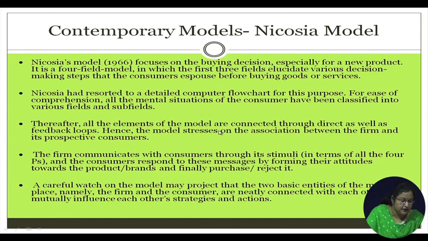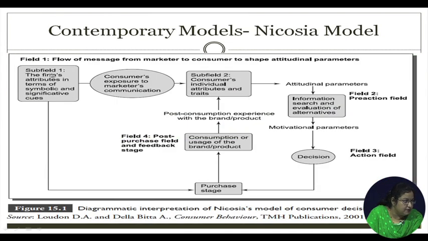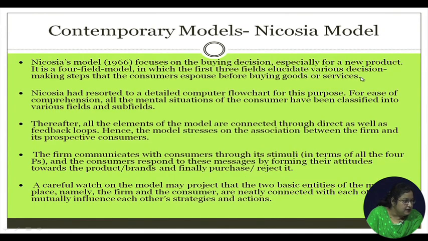We will just tell in slight details. The Nicosia model in 1966 focuses on the buying decision, especially for a new product. It is a 4-field model, as I have said. The first 3 fields elucidate various decision-making stages, which means field number 1 constitutes subfield 1 and subfield 2, field number 2 is the pre-action field, field number 3 is the action field, which is decision and purchase. All this relates to the decision-making steps, where the last stage is actually the post-purchase stage.